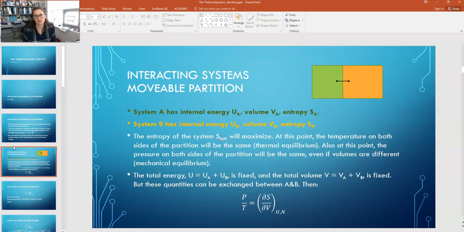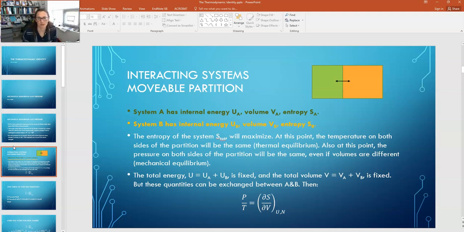And of course, by the second law of thermodynamics, we know that for a closed system, our entropy will increase, okay? Our total entropy for the systems will increase.